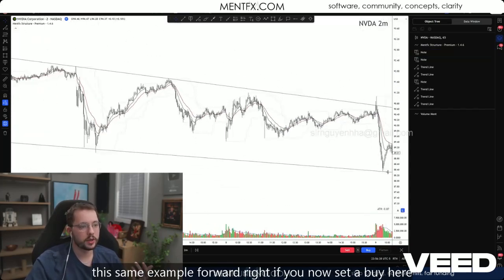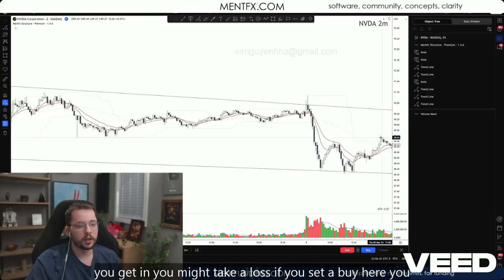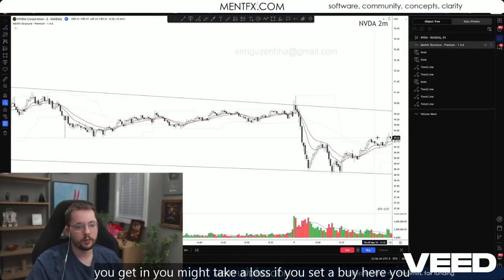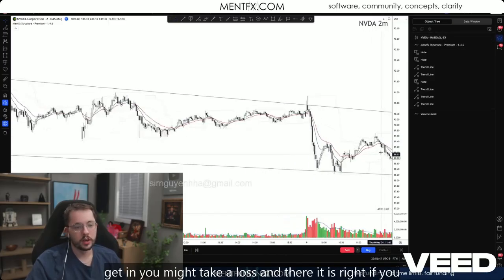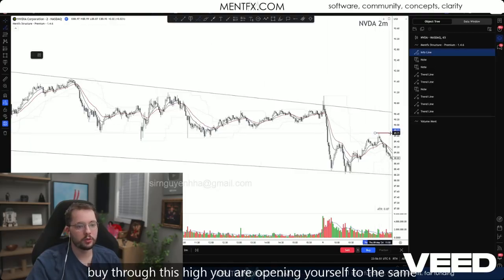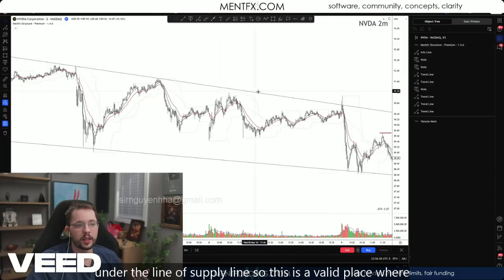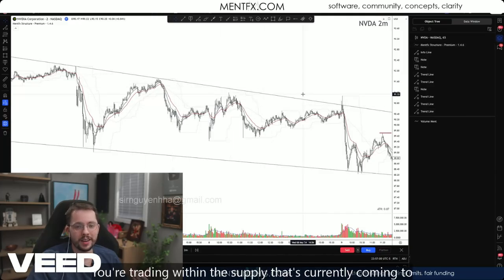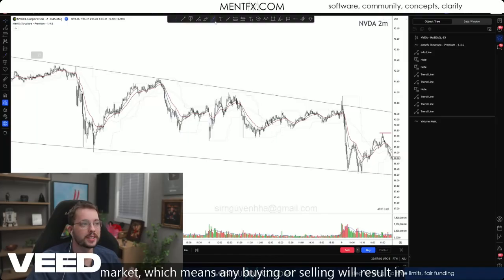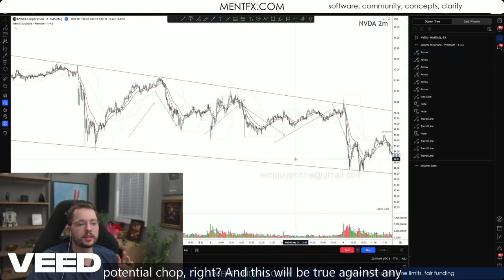And we can keep following this same example forward, right? If you now set a buy here, you get in, you might take a loss. If you set a buy here, you get in, you might take a loss, and there it is, right? If you set a buy even here at this high, right? So again, if you set a buy through this high, you are opening yourself to the same problems, because what's happening is you're now trading under the line of supply. You're trading within the supply that's currently coming to market, which means any buying or selling will result in potential chop, right? And this will be true against any time frames you trade.